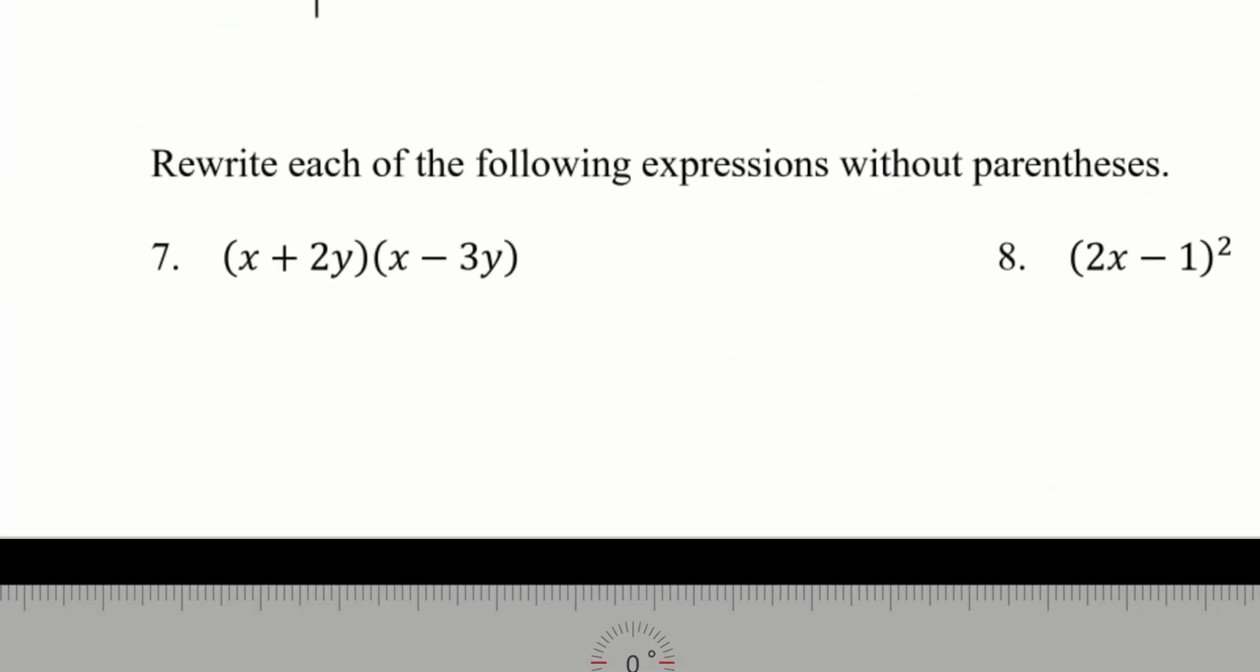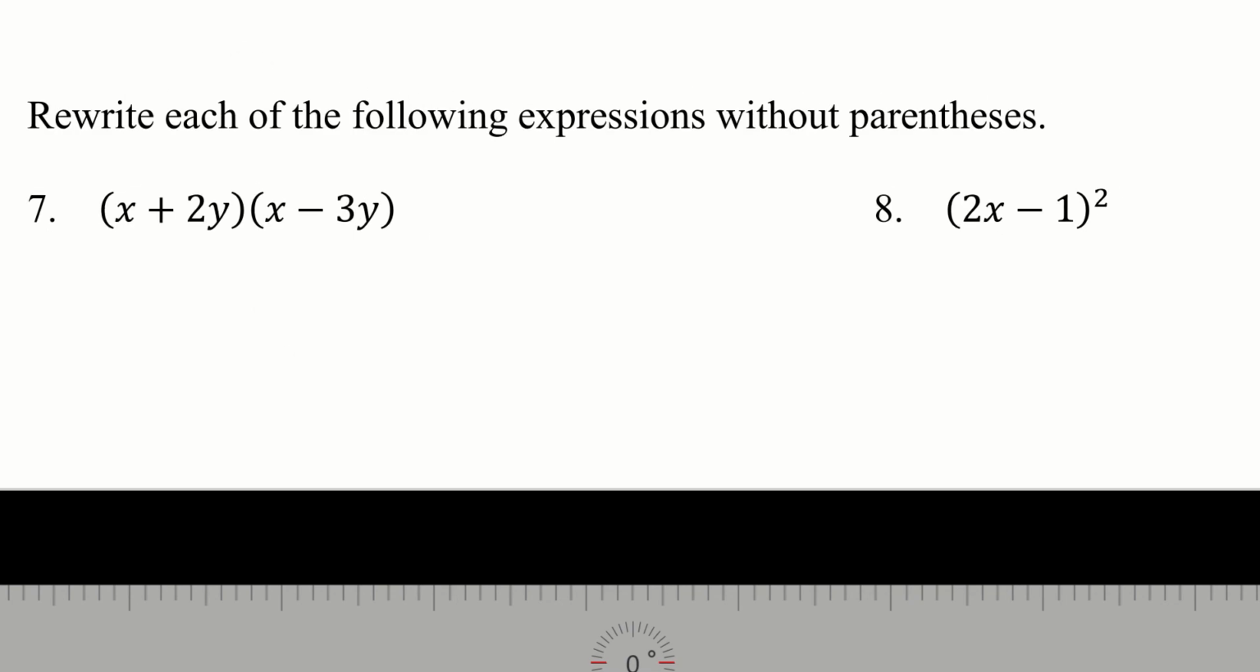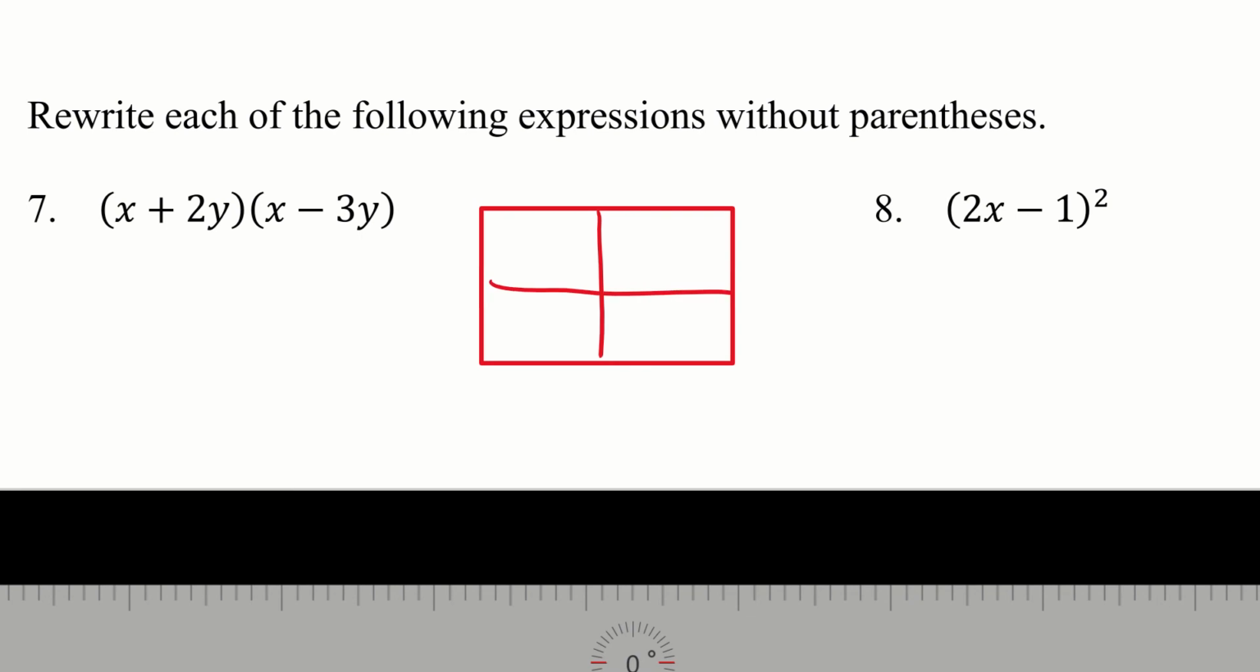All right, last 2 questions. We're asked to rewrite the following expressions without parentheses, right? We're performing some multiplication here. We're multiplying a binomial times a binomial, and in question 8, we're multiplying a binomial times itself. Although I don't think it's necessary with this problem, I do like to consider generic area models, right? If I'm doing some multiplication, it helps me avoid some errors.